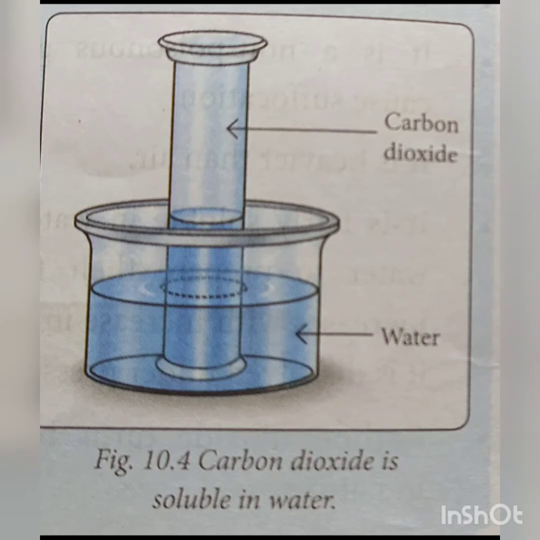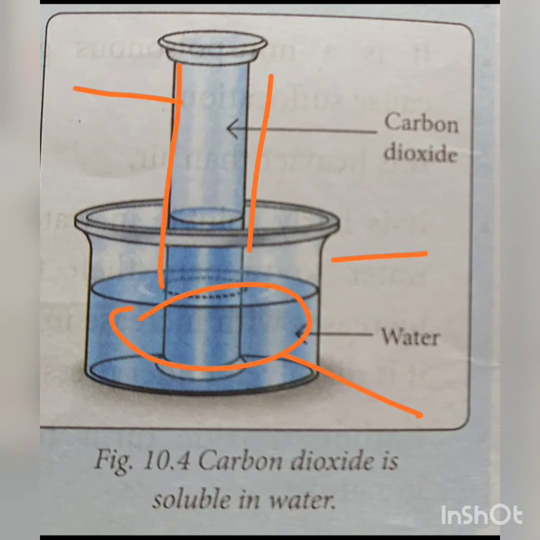We'll do one more activity to show that carbon dioxide is soluble in water. For this, the materials required are a trough, some water, and a gas jar containing carbon dioxide. We pour some water in the trough, invert the gas jar containing carbon dioxide in the trough. We will observe that the level of water in the gas jar rises. This shows that carbon dioxide is soluble in water.